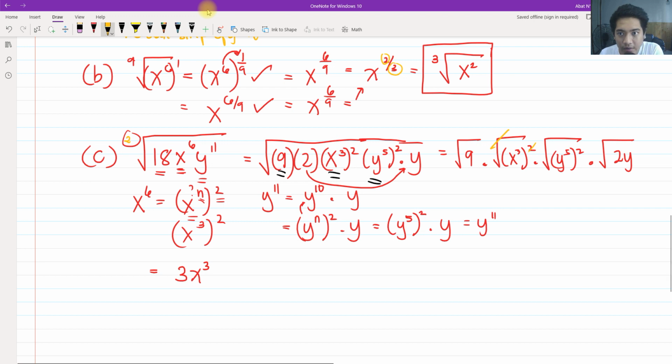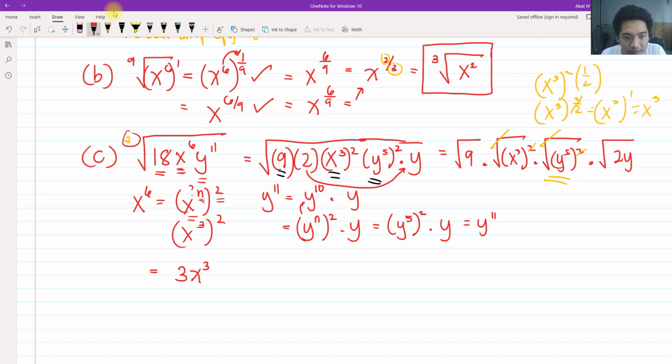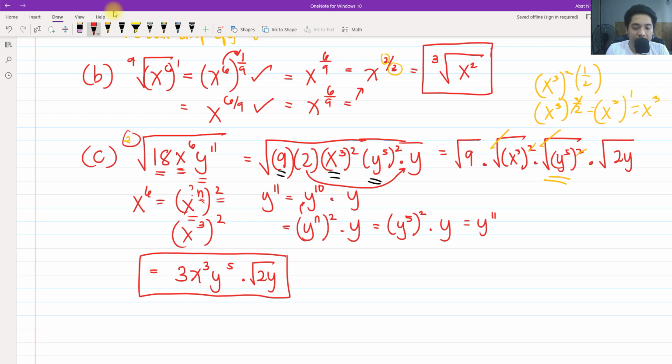Why again? Because x cubed raised to 2, multiplied by 1/2, which is the square root, must be x cubed 2 all over 2. That's cancelled. So we have x cubed raised to 1, which is x cubed. The same goes with this one. That is y raised to 5. And then we have the square root of 2y. And that's the simplified form of this radical right now. Okay? That's the simplified form for our radical in our example.